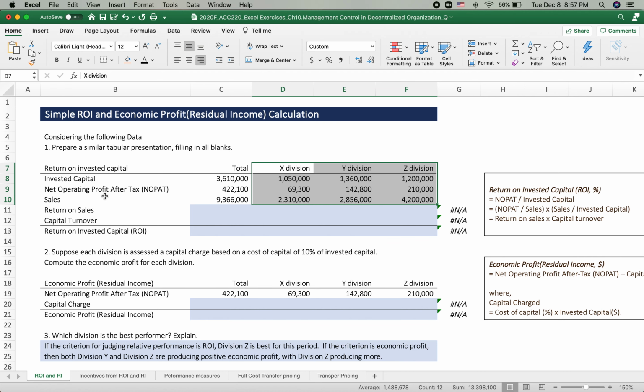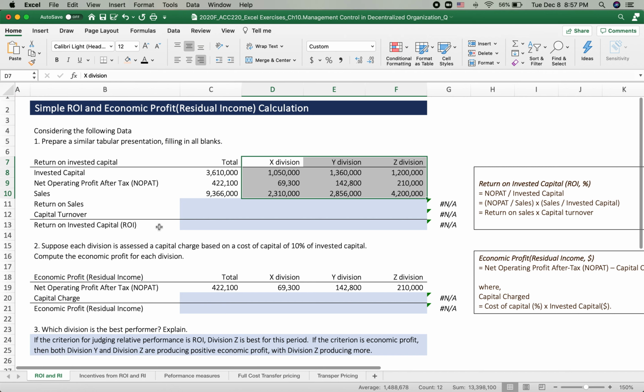Return on invested capital can be calculated by NOPAT, the net operating profit after tax, divided by invested capital. We can break this equation down into NOPAT divided by sales, which is return on sales, times sales divided by invested capital, the capital turnover. So return on sales times capital turnover is return on invested capital. We'll practice this breakdown and then how to get the return on invested capital to analyze what is the best performer.